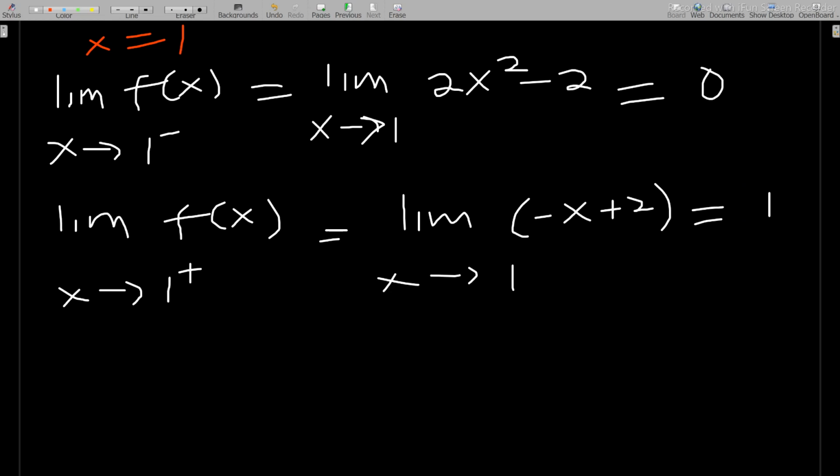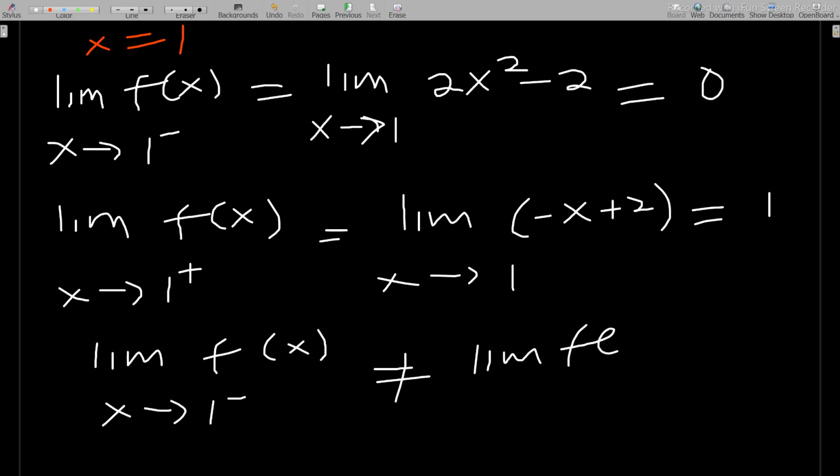So since the limit of f of x as x approaches 1 minus is not equal to the limit of f of x as x approaches 1 plus, the function f of x has a jump discontinuity. They both exist though. For jump discontinuity, they should exist, but they shouldn't be equal. So f of x has a jump discontinuity at the point where x equals 1. That is the whole idea about continuity and limits.